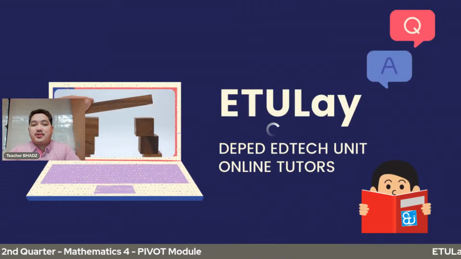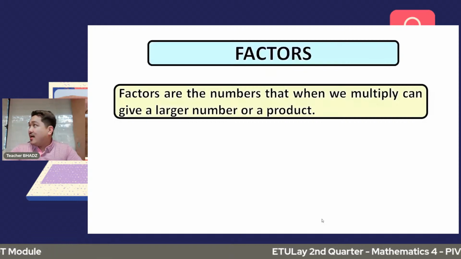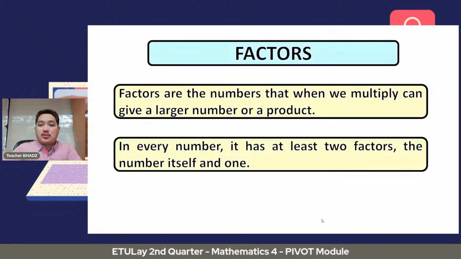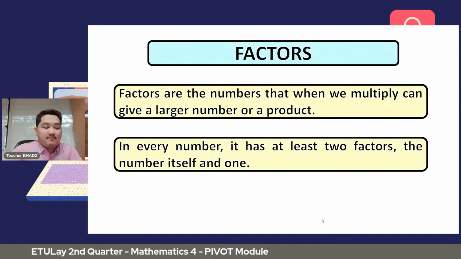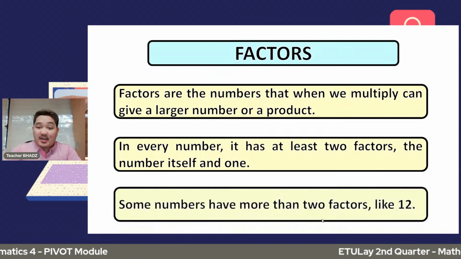So, to start our discussion, let us have a review. When we talk about factors, these are the numbers that when we multiply can give a larger number or a product. In every number, it has at least two factors, the number itself and 1. Some numbers have more than two factors like 12.